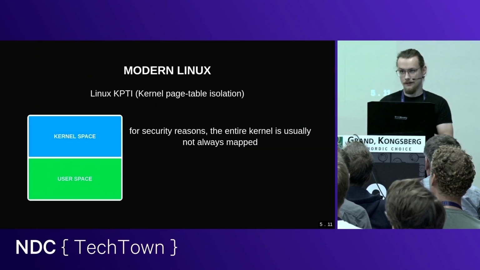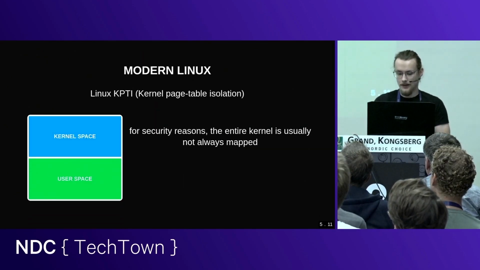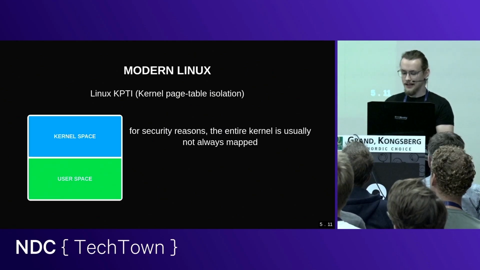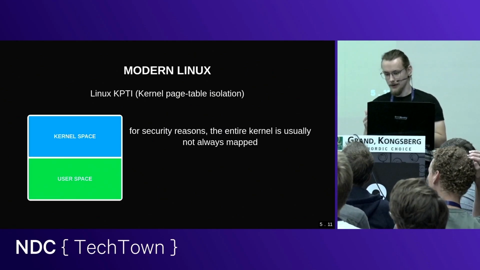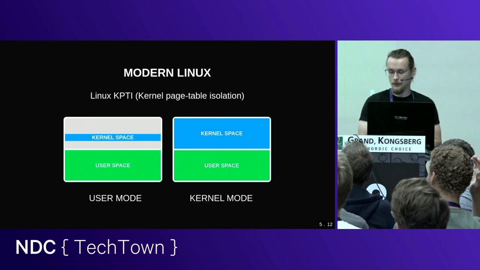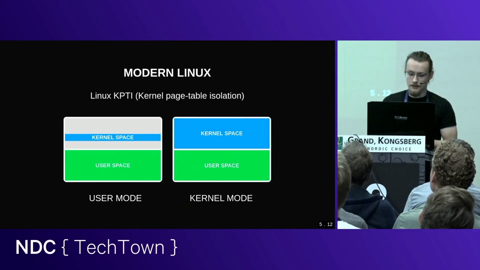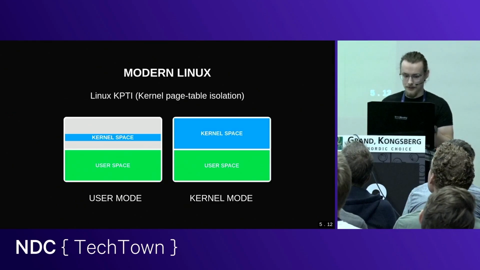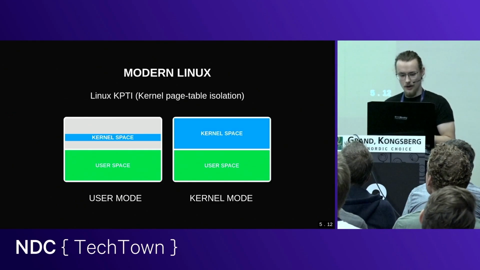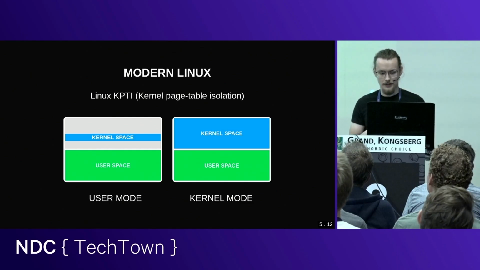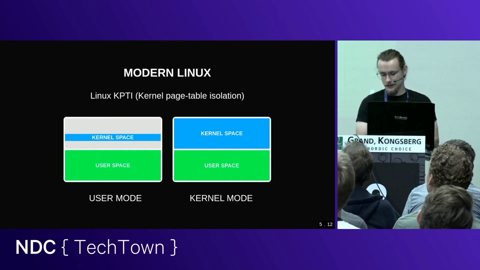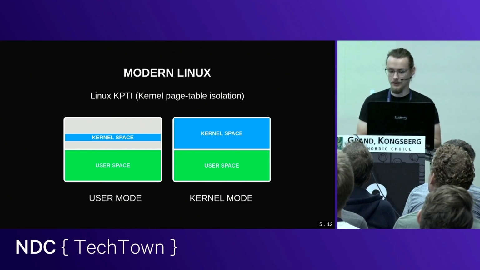So we still have everything in one address space. But for security reasons, it's not the entire kernel that is always mapped. It actually looks more like this. This is a solution called Linux KPTI, which stands for kernel page table isolation. And in kernel mode, we have what we had before: we had the entire kernel mapped and the entire user space.